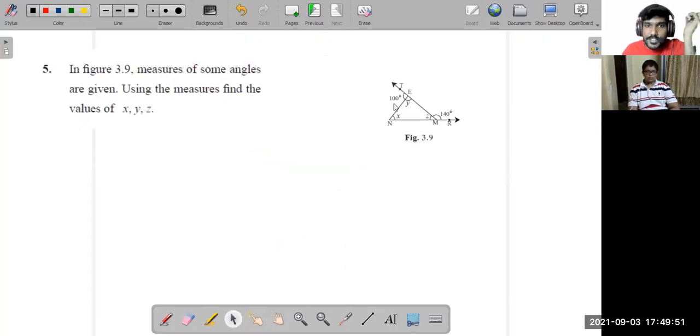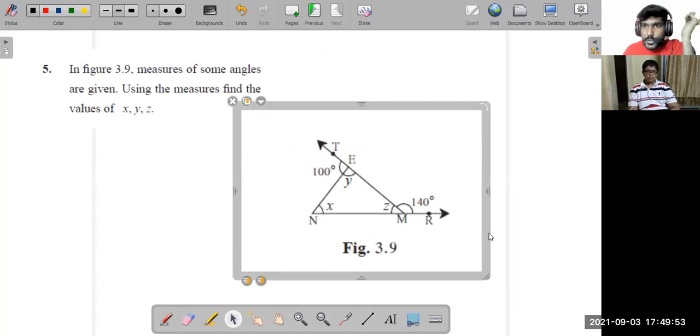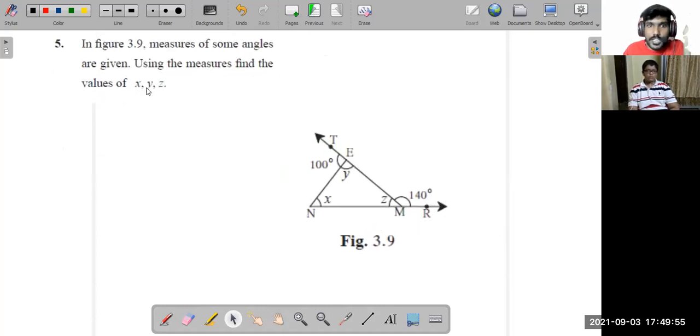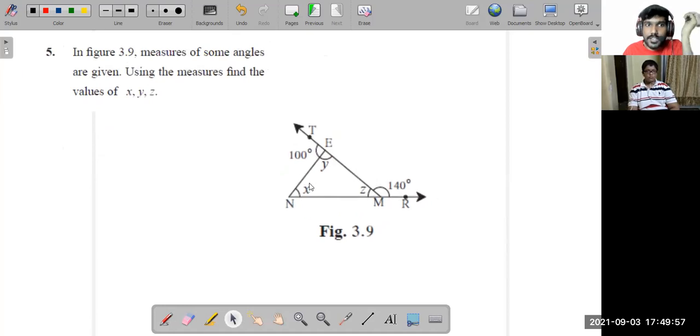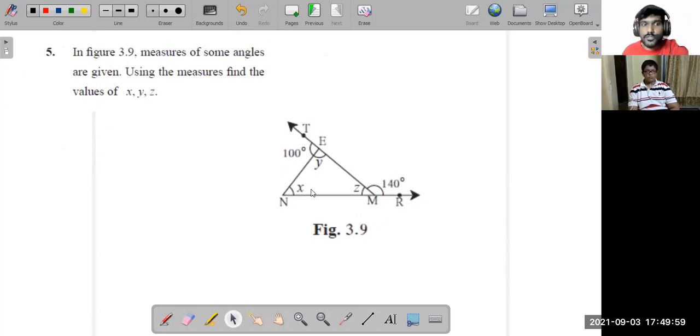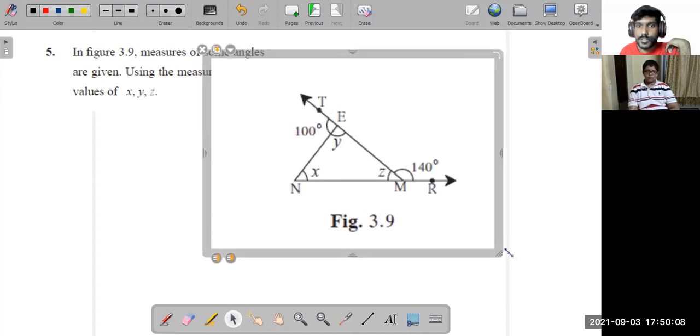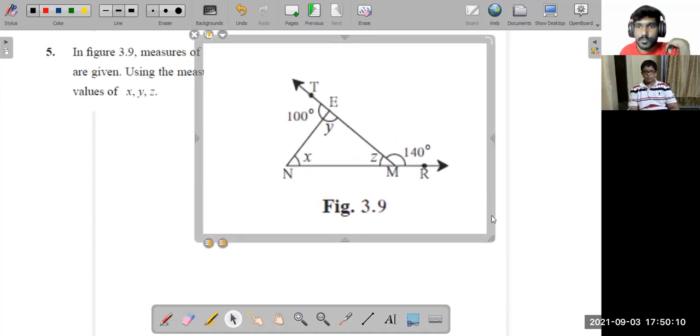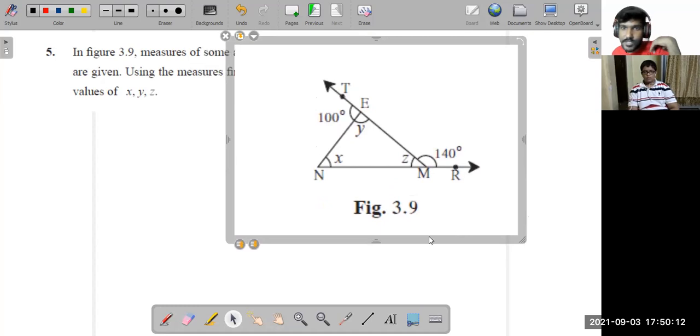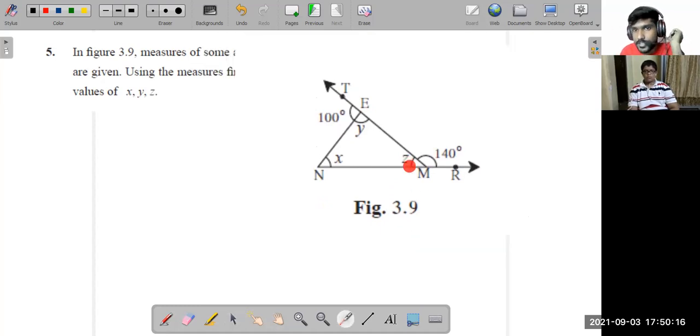Okay, we'll discuss this. You will have to do it for homework, okay? So in this one, the measures of some angles are given. Using the measures, find the values of x, y, and z. Okay, you have to find these interior measures. Now, first let's start with z. Angle z. How to find angle z? Can you see something is forming here? What is forming here?